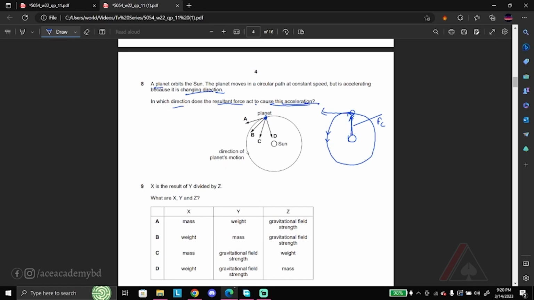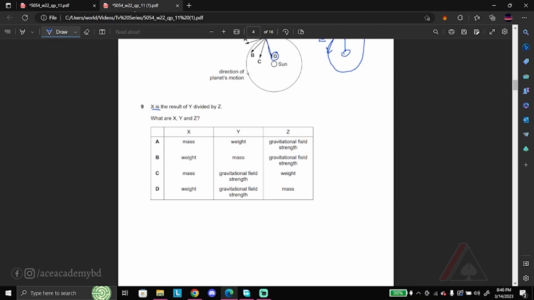So in this case, the force that's similar to the arrow I gave here, the arrow that is perpendicular to the sun, is D. So the answer is D, because this is the force of attraction, the specific force that causes the planet to move in the circular path. So that's why D is the correct answer.